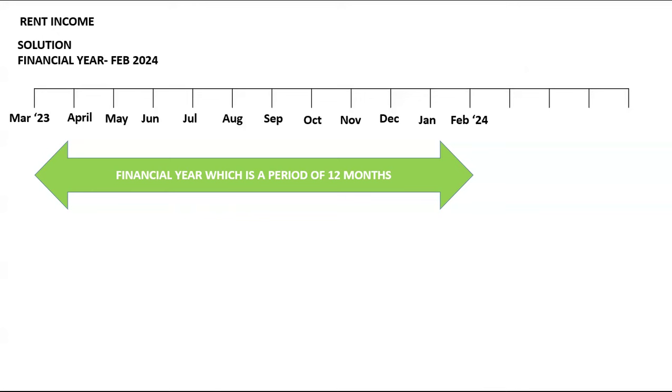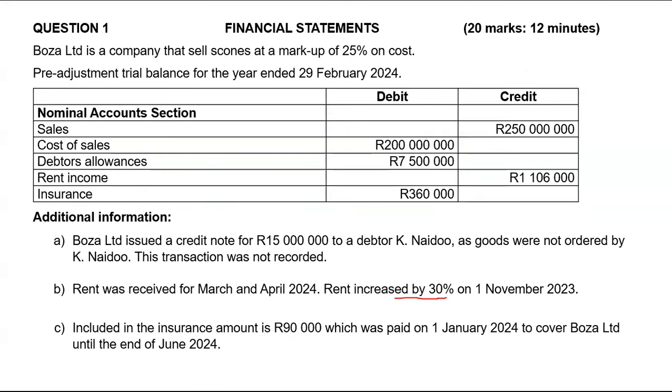So what I did here is that I realized that it was a certain amount from the beginning of the year until November. Okay. And you need to pay attention to when it increased. Did it increase at the beginning of that month or did it increase at the end of that month? So here you'll realize that it increased on the 1st of November.